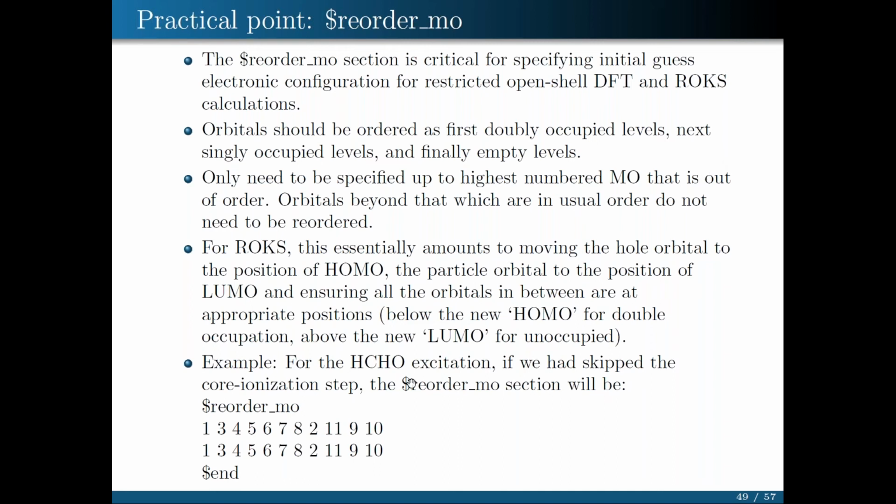For instance, in that formaldehyde excitation, if we had just skipped the core ionization step and tried to do that directly, then our hole would be the ground state orbital 2, and our particle would be the ground state orbital 11. And so we would do a reorder MO in which we push orbital 2 into the position of the HOMO and orbital 11 into the position of the LUMO, and everything else that gets moved out of order has to be explicitly written down, such as by having the 9 and the 10 out here.